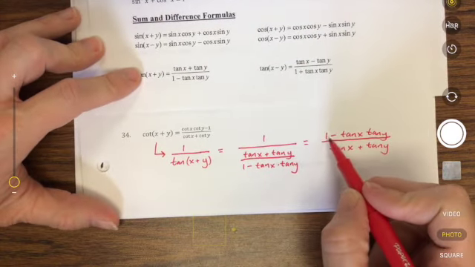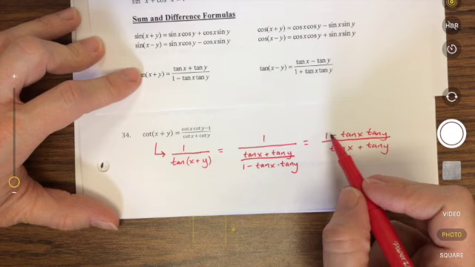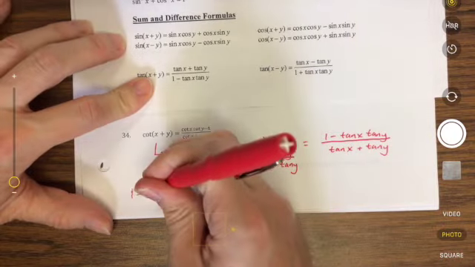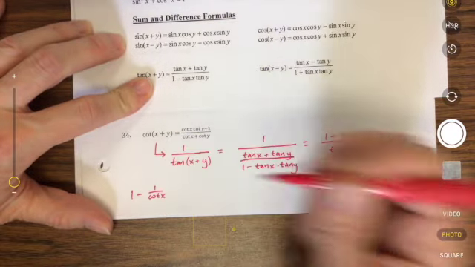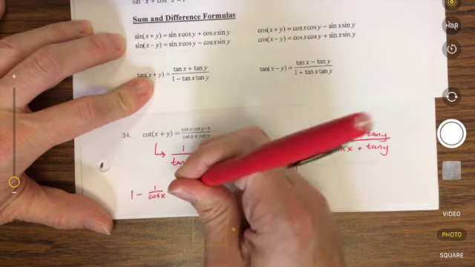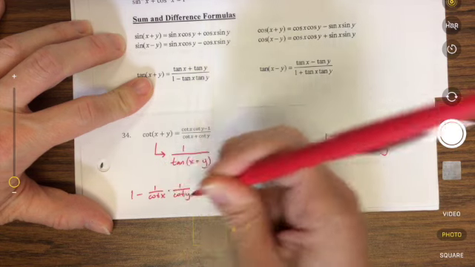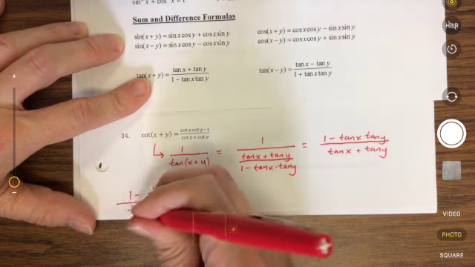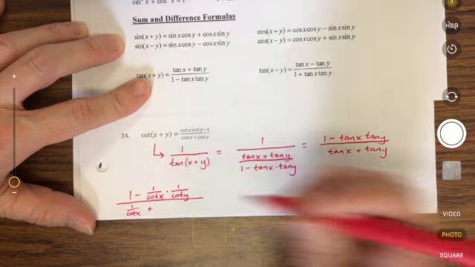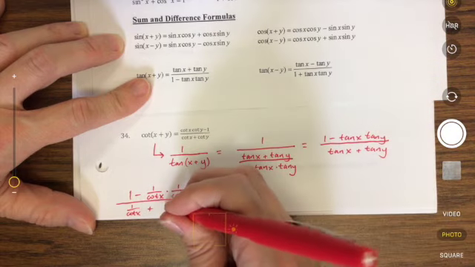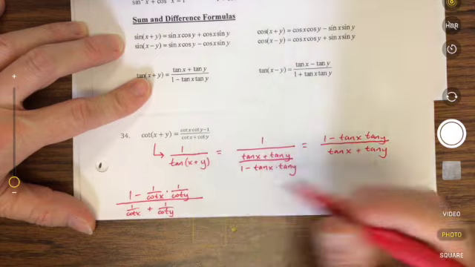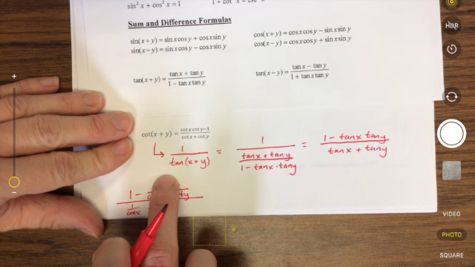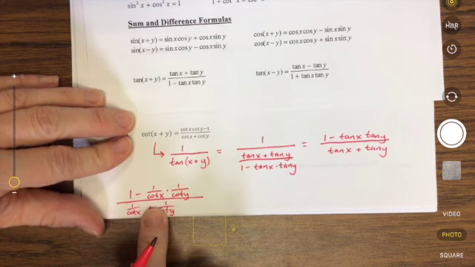So here's what I'm going to do. I'm going to change this right here into 1 minus 1 over cotangent x times 1 over cotangent y, all over, and we're going to do the same thing down here, 1 over cotangent x plus 1 over cotangent y. Now we're going to get some common denominators so that we can turn the numerator into a single fraction and the denominator into a single fraction.